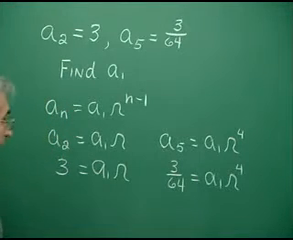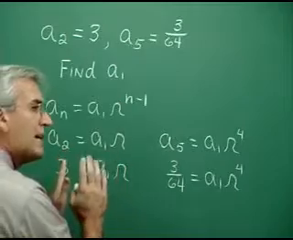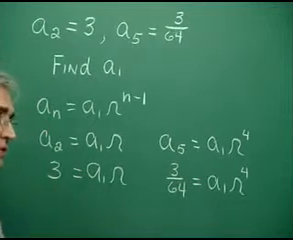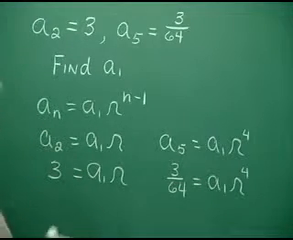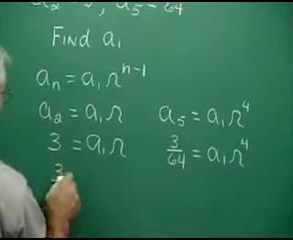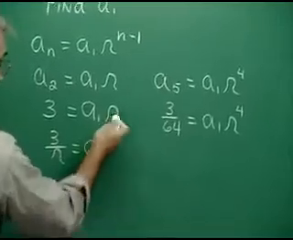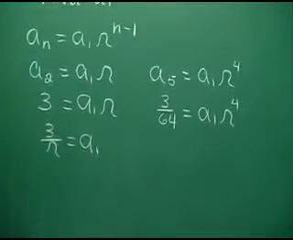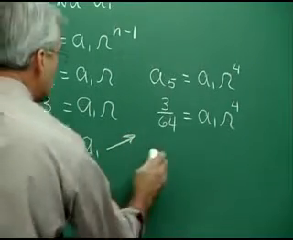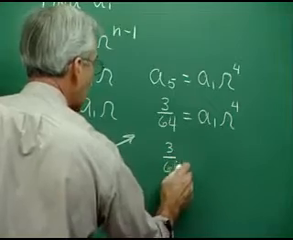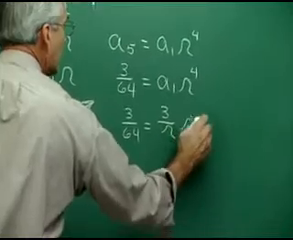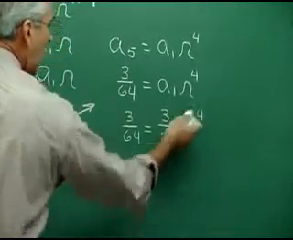So 2 equations and 2 unknowns, we ought to be able to solve this system of equations. We can do that by solving for one letter in one equation and putting the information into the other equation. That's substitution. It's pretty easy here to solve for a sub 1. If I do that, I get 3 over r equals a sub 1. Notice I'm just dividing on both sides by r. With this information, I pop it into the other equation. If a sub 1 is this fraction, then I have 3/64 equals this fraction times r to the 4th. Oh, good. The r's can cancel here.